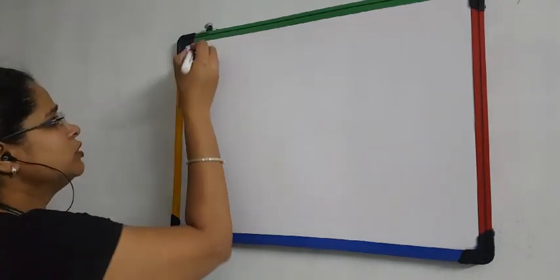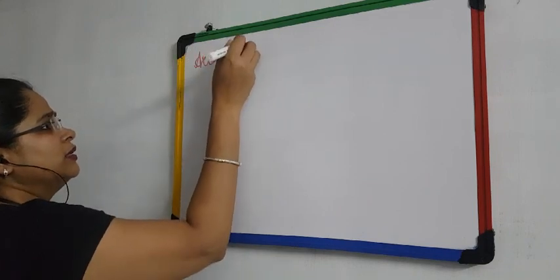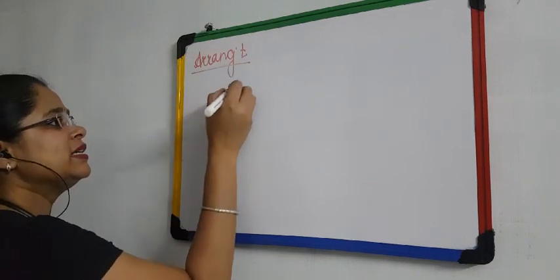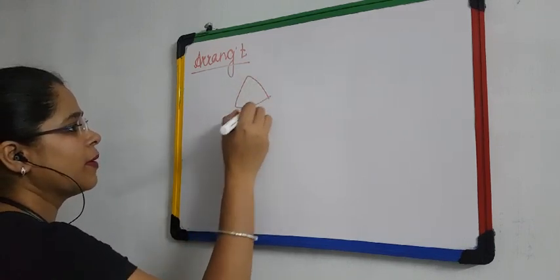Now let us talk about the arrangement. I told you that the most common arrangement seen is tetrahedral, like this.